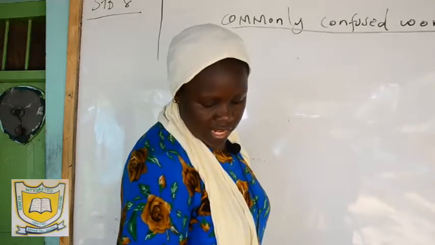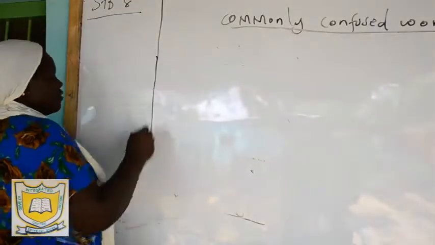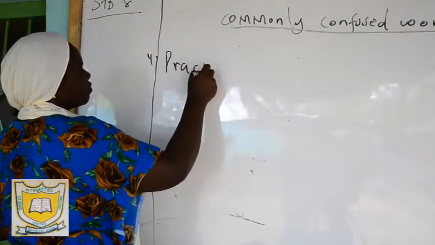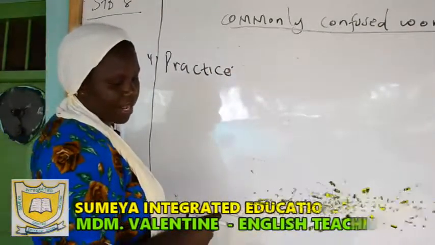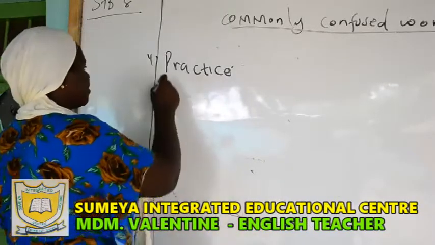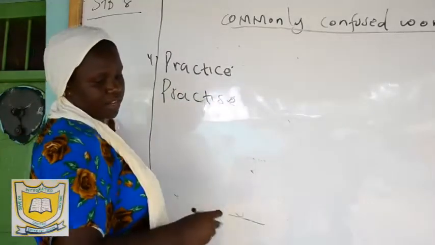Now, let's go in and talk about practice. Commonly confused word number 4. We have practice with a C, and then we have practice with an S.